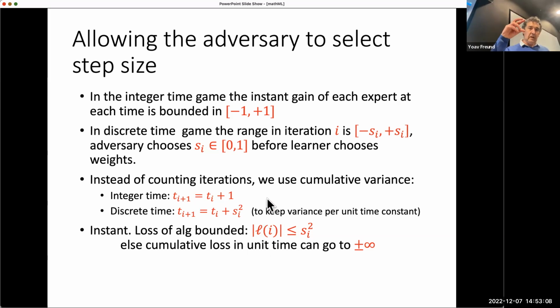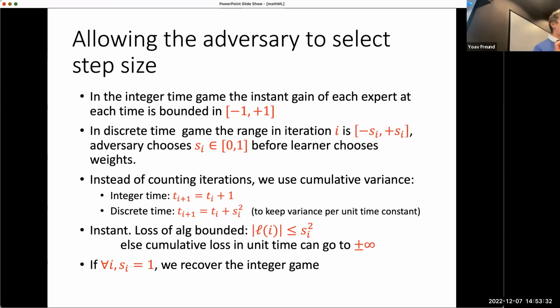Okay, so these are the alterations of the game. The adversary chooses a step, and then time advances like this, and then the loss is more restricted. The adversary essentially cannot generate arbitrarily large loss. Okay, if we set s_i equal 1, it looks exactly like the original game. And therefore, okay, we gave the adversary some powers, but are they useful for the adversary?